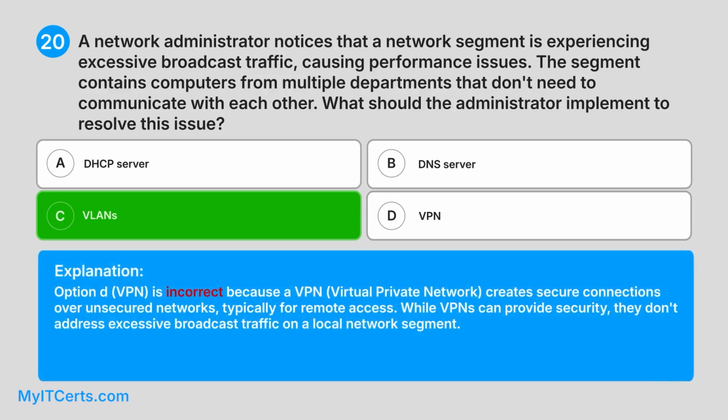Option D, VPN, is incorrect because a VPN, virtual private network, creates secure connections over unsecured networks, typically for remote access. While VPNs can provide security, they don't address excessive broadcast traffic on a local network segment.